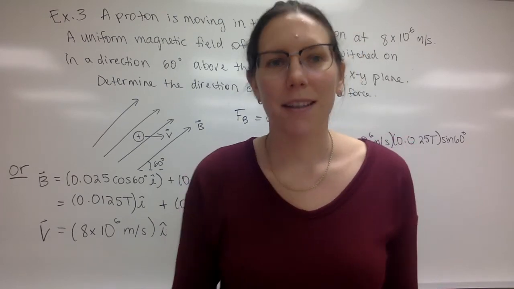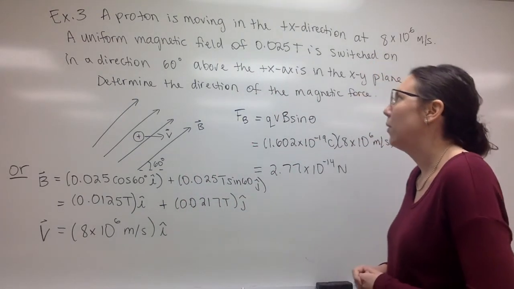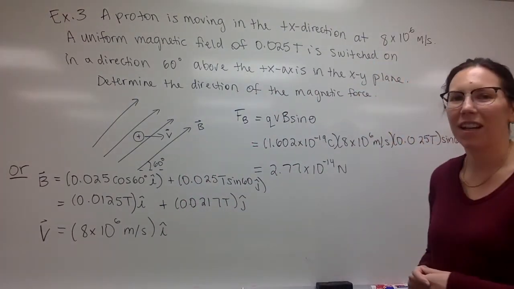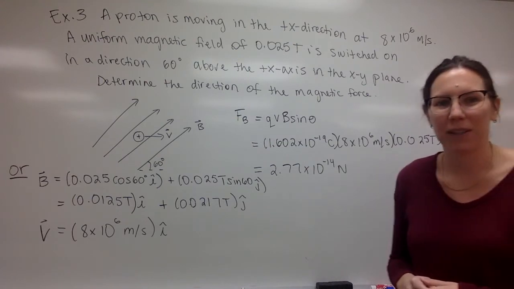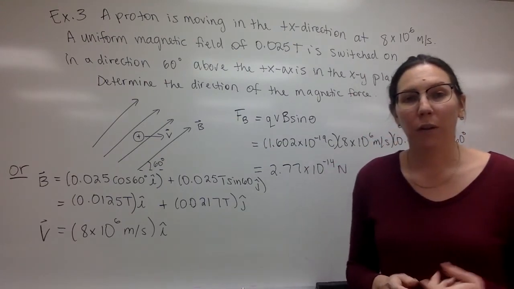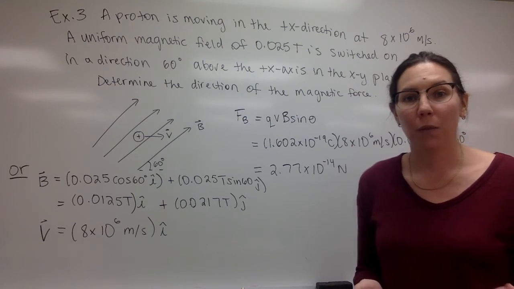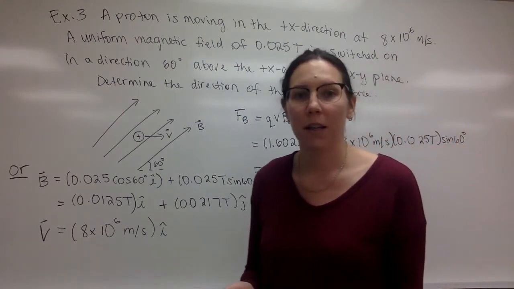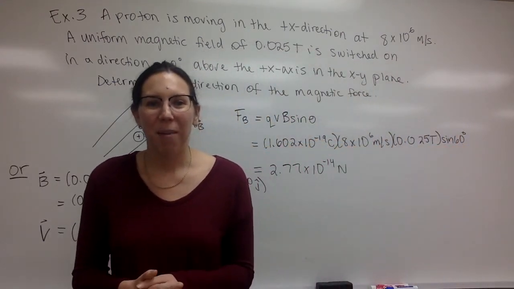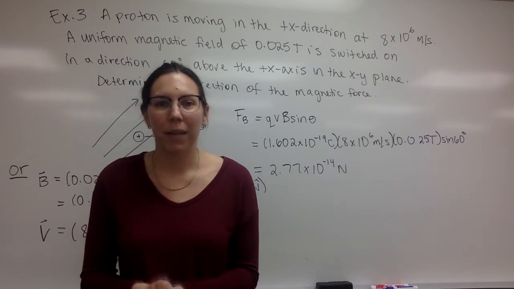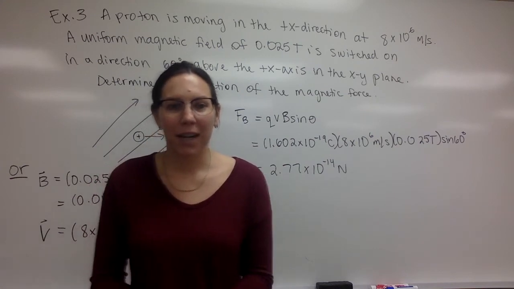Okay, so for the last example here, example 3, a proton is moving in the positive x direction at 8 times 10 to the 6 meters per second, and a uniform magnetic field of 0.025 Tesla is switched on in a direction 60 degrees above the positive x-axis in the xy plane. Determine the direction of the magnetic force.